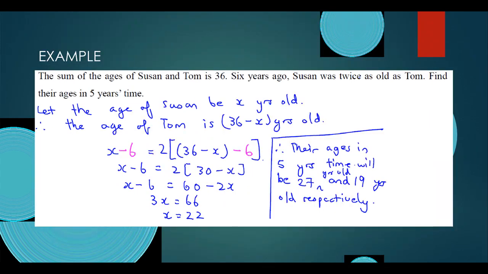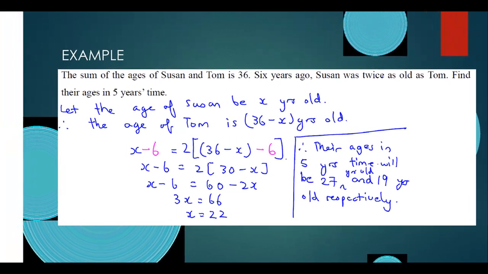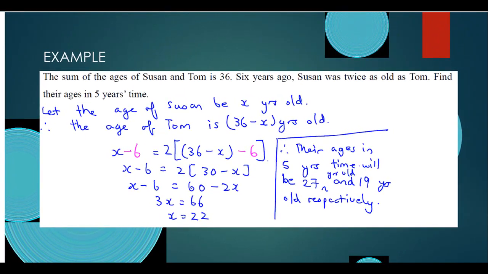Next is the age problem. They say the sum of the ages of Susan and Tom is 36. 6 years ago, Susan was twice as old as Tom. Find their ages in 5 years' time. So let's let the answer be x. So I let the age of Susan be x years old.